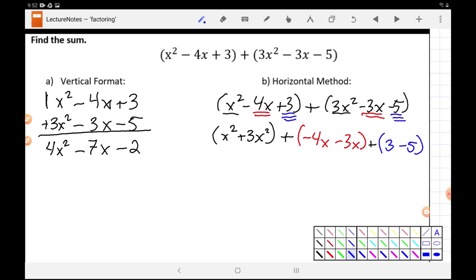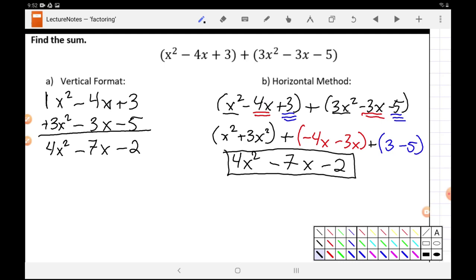And now we're still doing the same thing we did in the vertical method, but we're not stacked up. We just have to rearrange them and write them next to each other. So my answer for this problem should be, well, this is just 4x squared. This is just negative 7x. And this one over here would just be negative 2. So again, we're going to get the same answer. Nothing's different. Just the method of how we did the problem.